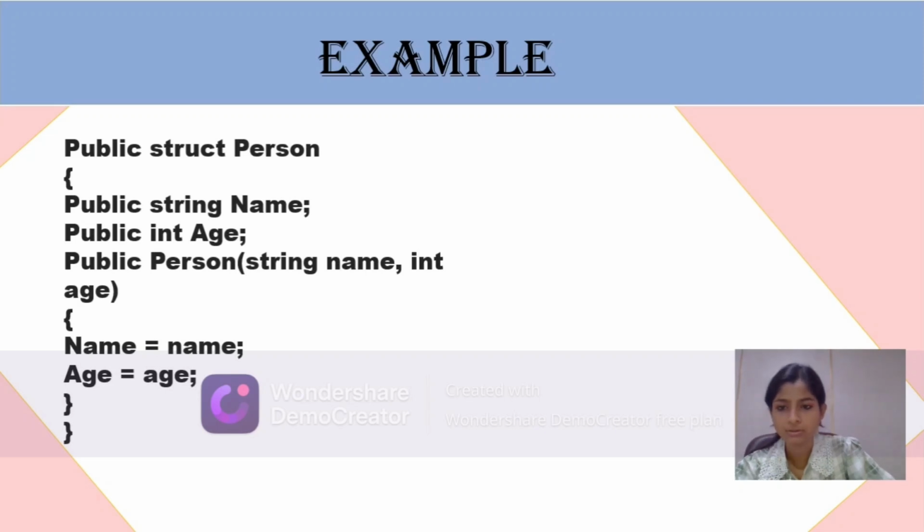So this is the basic code of the constructor in a structure. This C# code defines a public structure named Person with two public fields, that is name, which is of string type, and age, which is of integer type. Now a parameterized constructor, that is Person, takes two parameters, that is name, of string type, and age, also of integer type. The constructor initializes the name and age fields with the provided name and age values when a new Person object is created. I hope you all understand the concept of constructor in structure.